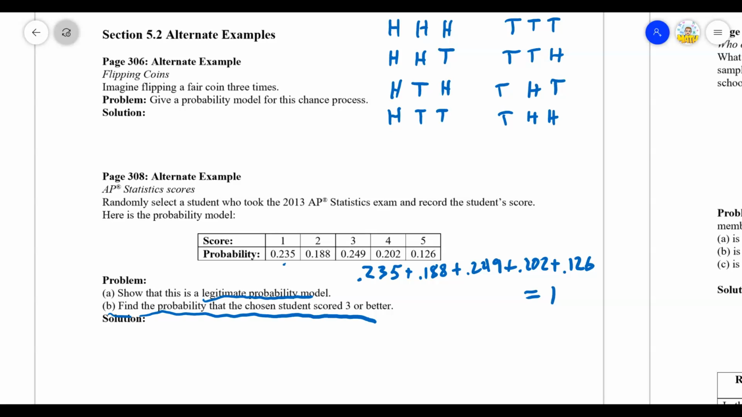The student scored a 3 or better. So sometimes people might look at this and just say, well, that's a 4 or 5. It's talking about all of these possible outcomes. That's a 3 or better. So the probability that they scored a 3 or better would be 0.249 plus 0.202 plus 0.126. That would be one way to get it. The other way we could do it is we could add these two together and subtract that from 1.